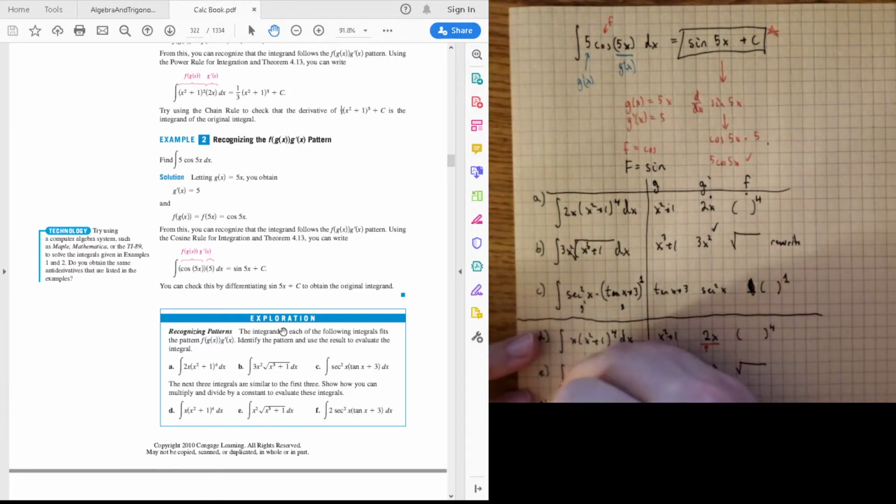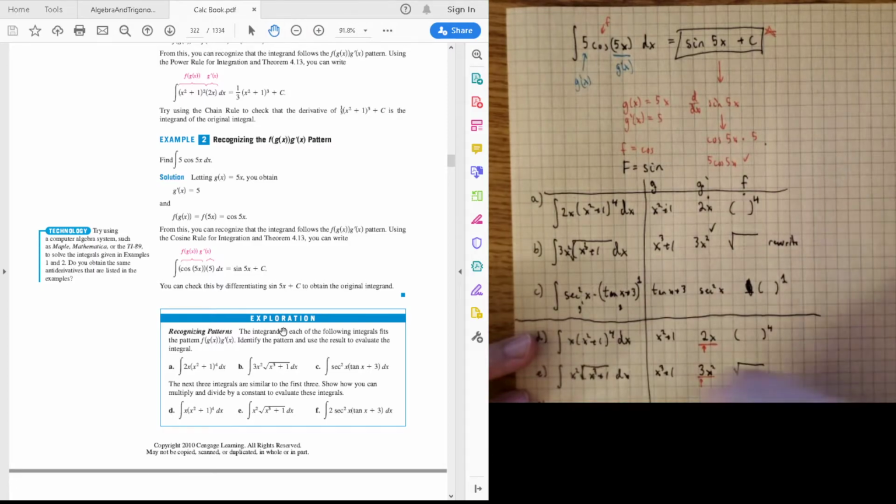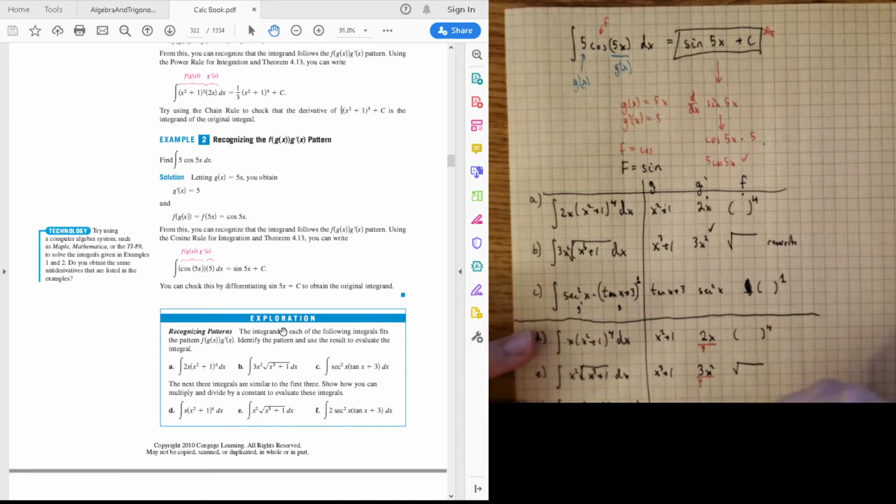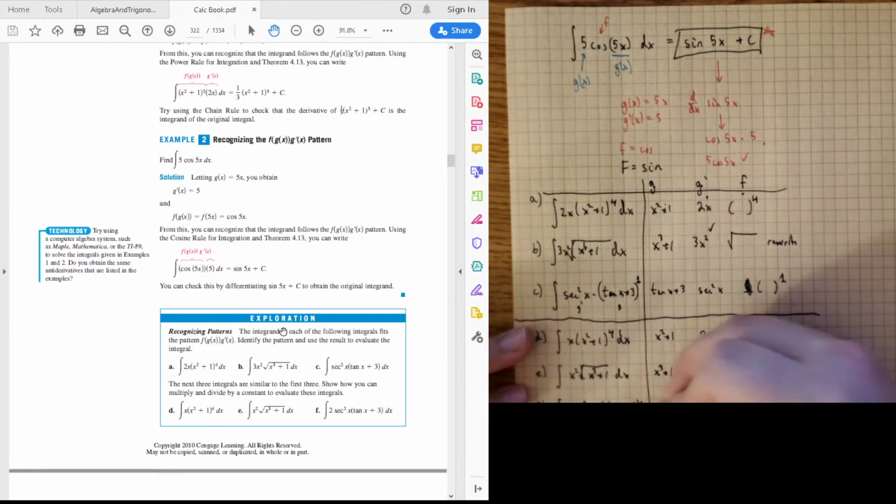And then finally F has the integral of 2 secant squared x times (tangent of x plus 3) dx. So again, we choose what's inside the parentheses to be our g. This is a pretty common choice.